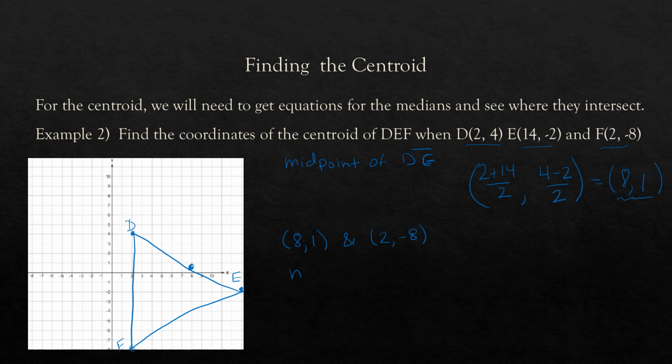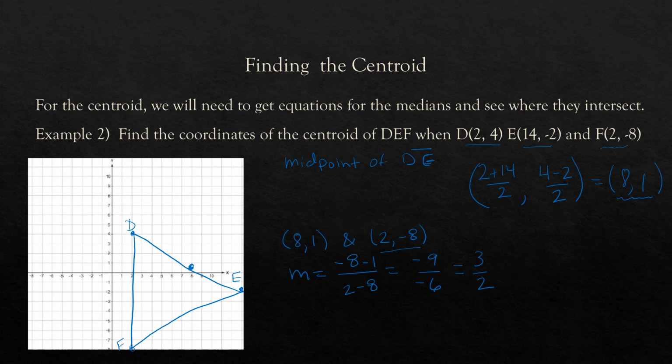First, we find the slope. So the slope is our change in y's over our change in x's. So change is the difference between. I'm going to take this one first, -8, and I'm going to subtract 1. I'm going to put that over the 2 minus 8 for our x's. I have -9 over -6. 2 negatives will make the whole fraction positive, and it's 3 over 2.